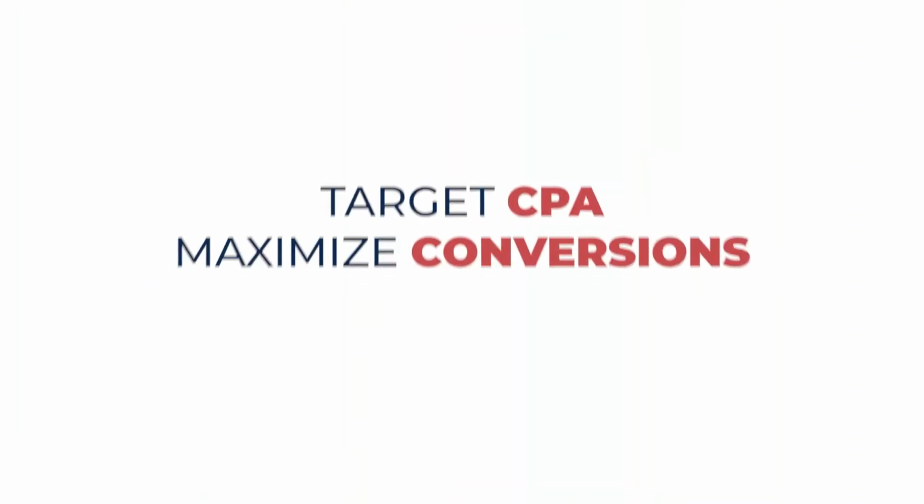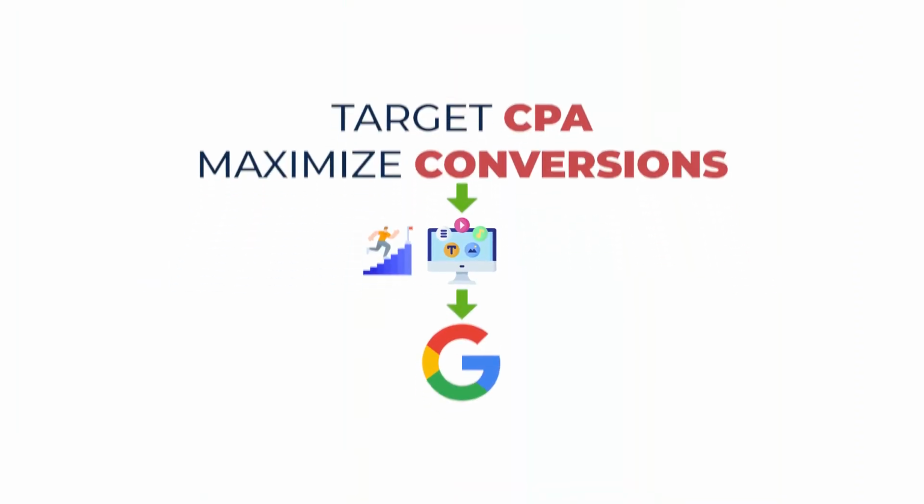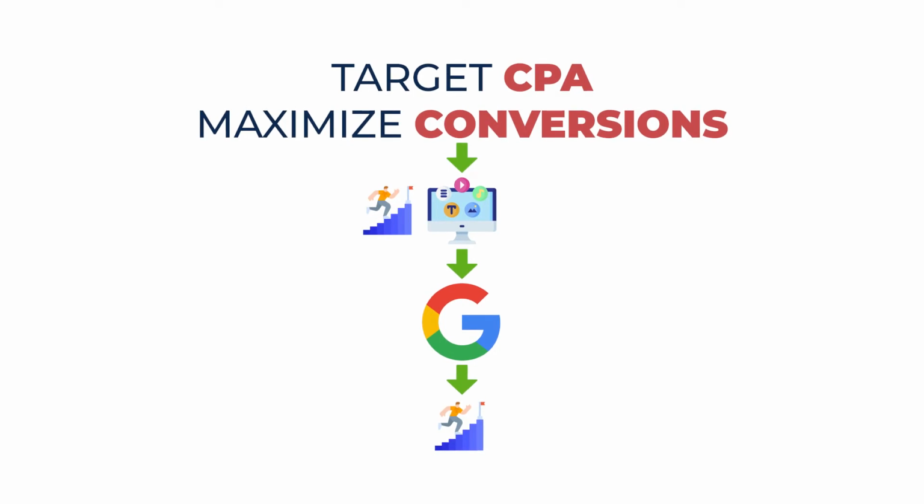With both target CPA and maximize conversions, you're basically giving Google data as to what goals you want, and Google will try to get you those goals as long as you are being competitive in the auction, right? It's using an algorithm to figure out who's going to be most competitive in the auction based on their goals and their conversion rates, and then gives that spot to that advertiser. So really important to understand that.